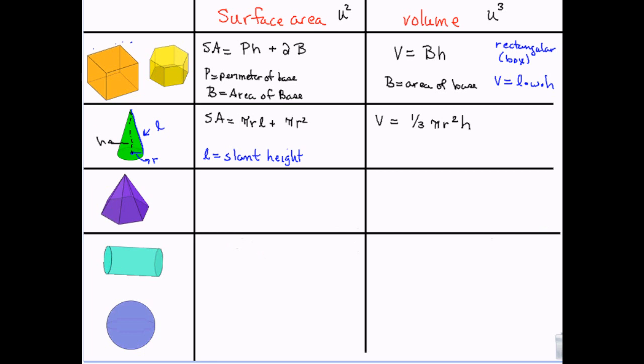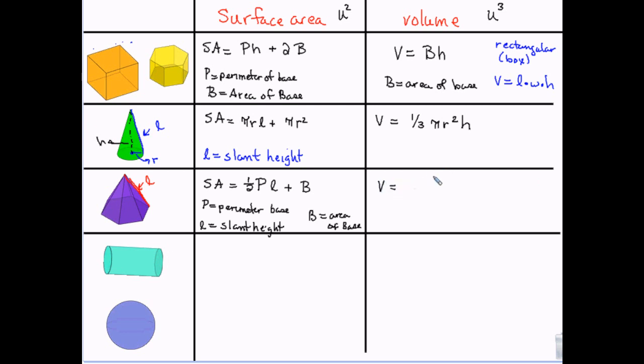If you have a pyramid, the surface area is equal to 1/2 of the perimeter times the slant height plus the area of the base. So P is perimeter of the base, L is the slant height, and then B is area of base. Again, this is L right there, this height right here.